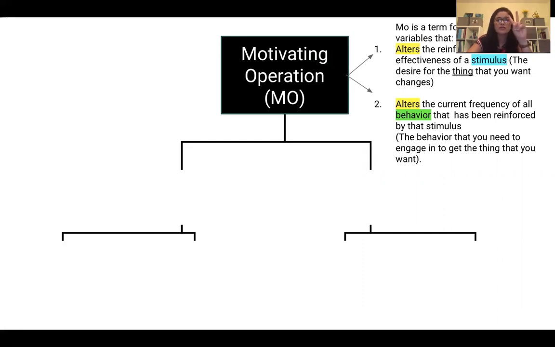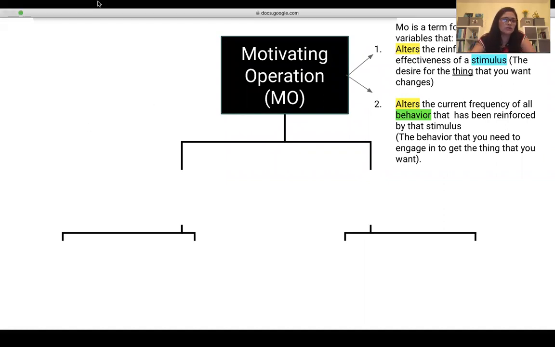Part two of the definition, so MO is composed of two parts. Part two is that it alters the current frequency of all behavior that has been reinforced by that stimulus. For example, the behavior that you need to engage in to get the thing that you want is altered.